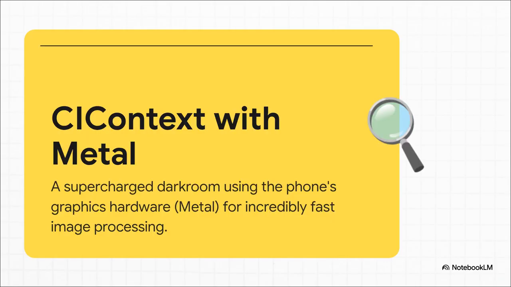Now this right here, this is the secret weapon for performance. CIContext with Metal. What on earth is that? Okay, the best way to think of it is like a supercharged digital darkroom. Instead of making the phone's main brain, the CPU, do all the work, we're tapping directly into its graphics hardware. That's Metal. It's like using a specialized muscle for a specialized job, and the result is incredibly fast image processing. This is how we get that real-time feel.